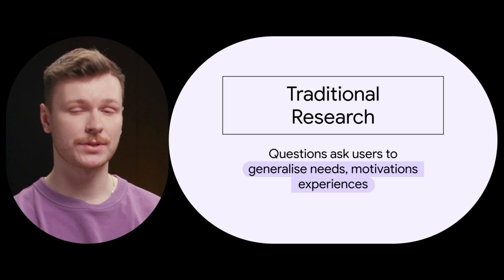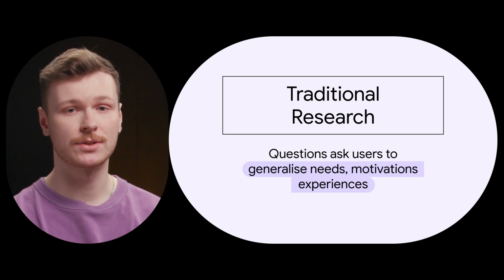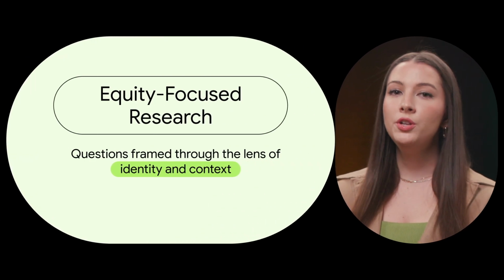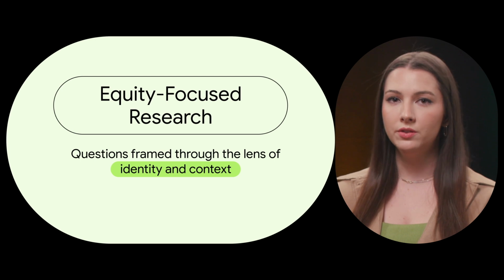Lastly, traditional research questions default to asking users to generalize their needs, motivations, and experiences. While community co-design asks questions that are framed through the lens of identity and context. For example, asking a community expert how they plan to travel as a woman in an unfamiliar urban environment may reveal completely different responses compared to asking a participant how they generally plan travel. Identity and context matters, and these insights can improve how we build solutions.